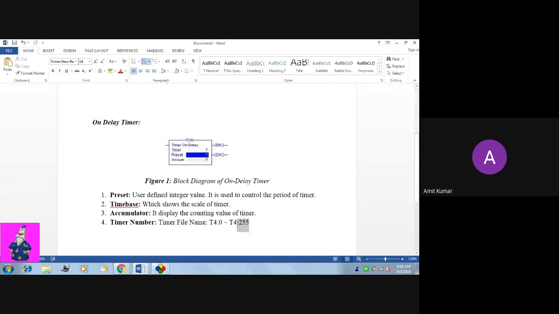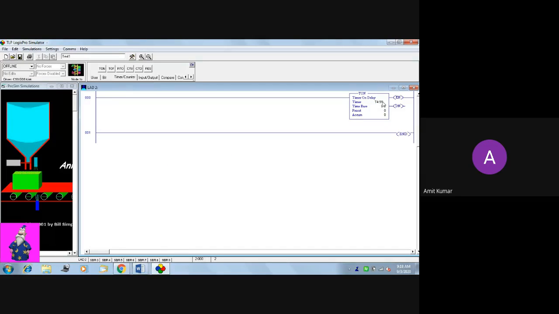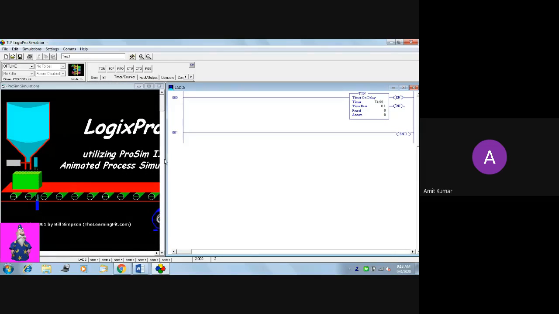For other purposes, up to 99 you can take any value. So 100 timers are there in RSLogix. Or if you take another Allen-Bradley software, they can have a larger number of timers in your PLC.